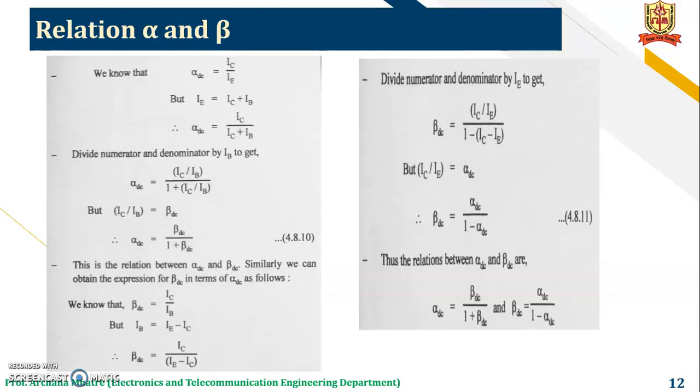Next, it shows the relation between alpha and beta. So here is a derivation for alpha and beta. The relationship between alpha and beta is that alpha is equal to beta divided by 1 plus beta, and beta is equal to alpha divided by 1 minus alpha. So here is a derivation showing the relationship between alpha and beta.